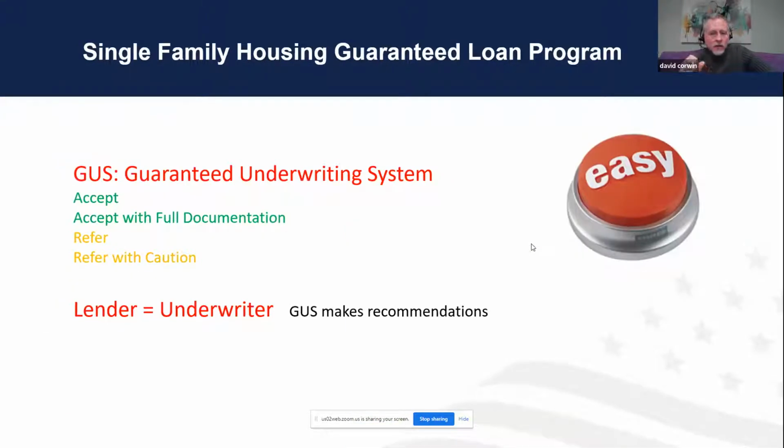We do have an automated underwriting system that we call GUS, the Guaranteed Underwriting System. It just makes things a little easier for you. You, the lender, are still the underwriter. You're underwriting the loan, but you'll input it through the system. And if you get an accept response, well, our computer system agrees with you. That's a good loan. So there's going to be minimal documentation you need to turn in, and minimal review by us.